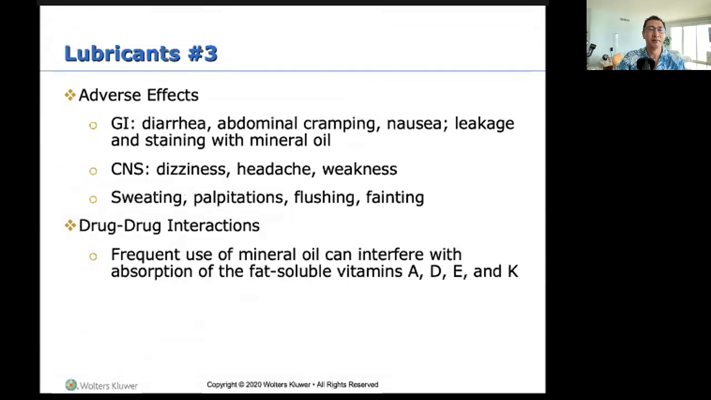Adverse effect, I don't know about that. I don't know about diarrhea, but the interaction is that frequent use of mineral oil can interfere with the absorption of fat-soluble vitamins A, D, and K. I don't think I've ever had anybody have diarrhea from Colace.